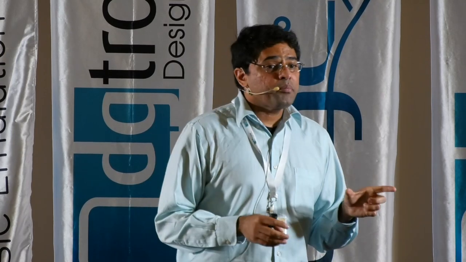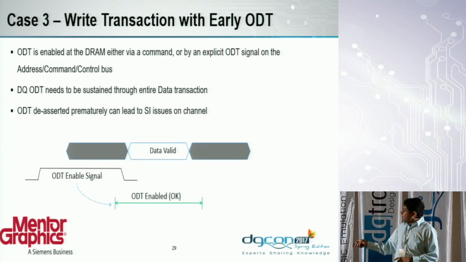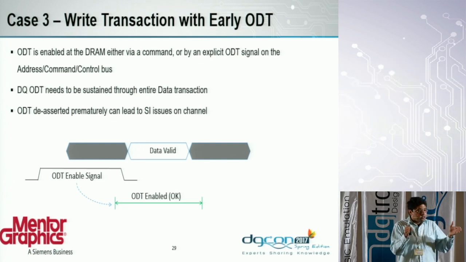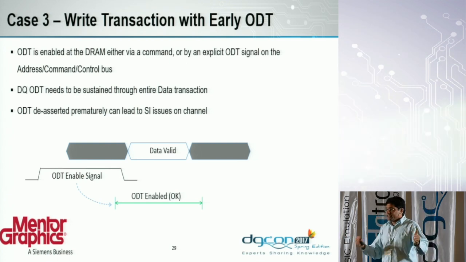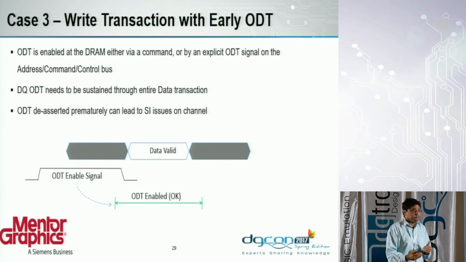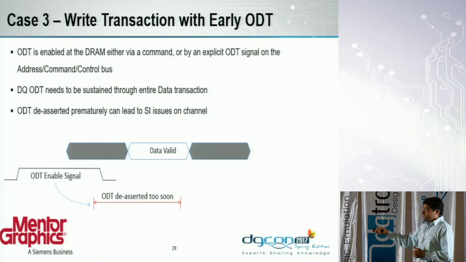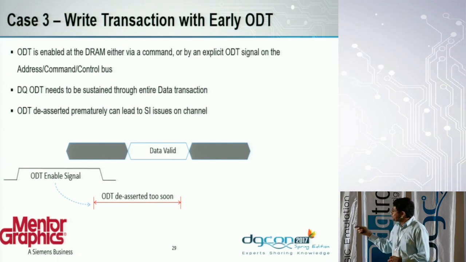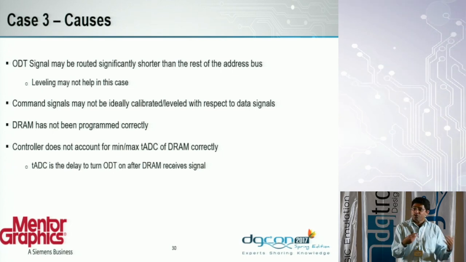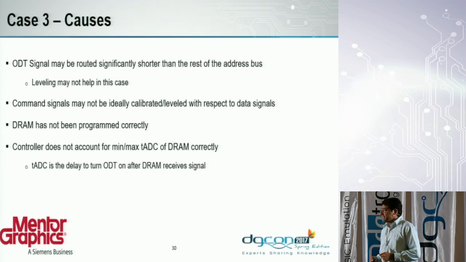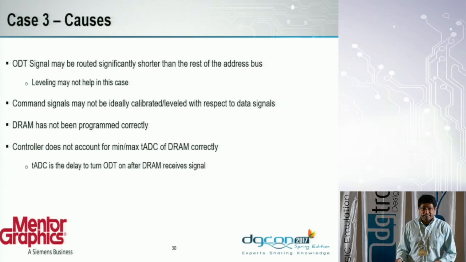Similarly, there could also be a problem if ODT gets enabled a little too early. Usually there's a time limit for how long that ODT needs to be enabled. So if it gets enabled early, it's going to get disabled early as well, if there's some miscoordination about how long it needs to be enabled. Enabled early, disabled early. So to see what kind of a consequence you have when this happens, the causes are similar. Maybe the ODT trace is a little bit too short, or the address trace is too short, or the calibration is messed up for that transaction. Same causes, same assumption. We're going to ignore how it happened, and just assume that it happened and see the consequences here.